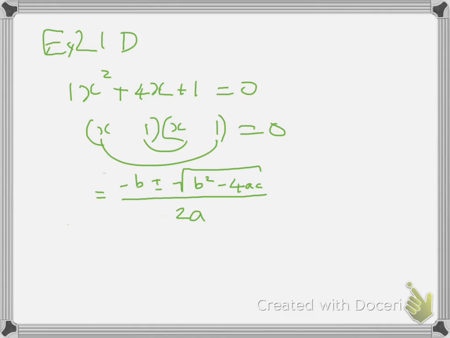Okay, I told you that a was equal to 1, b was equal to 4, and c was equal to 1.